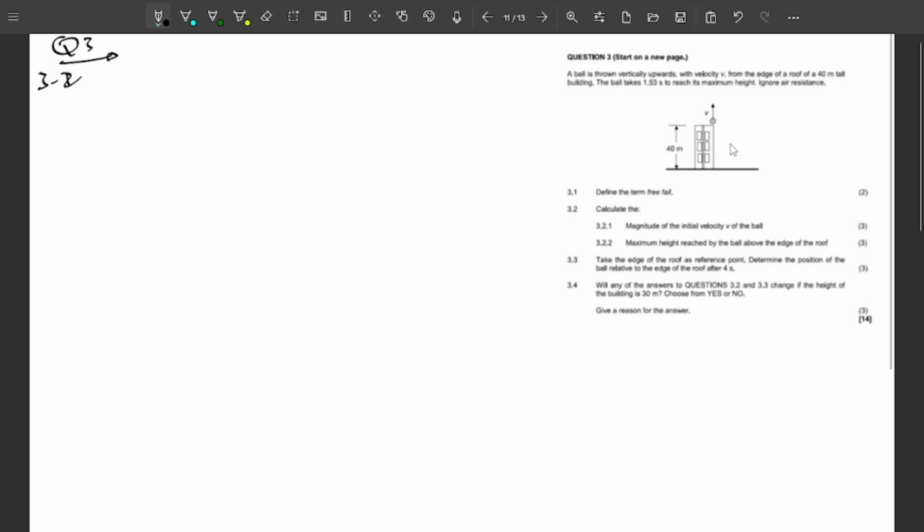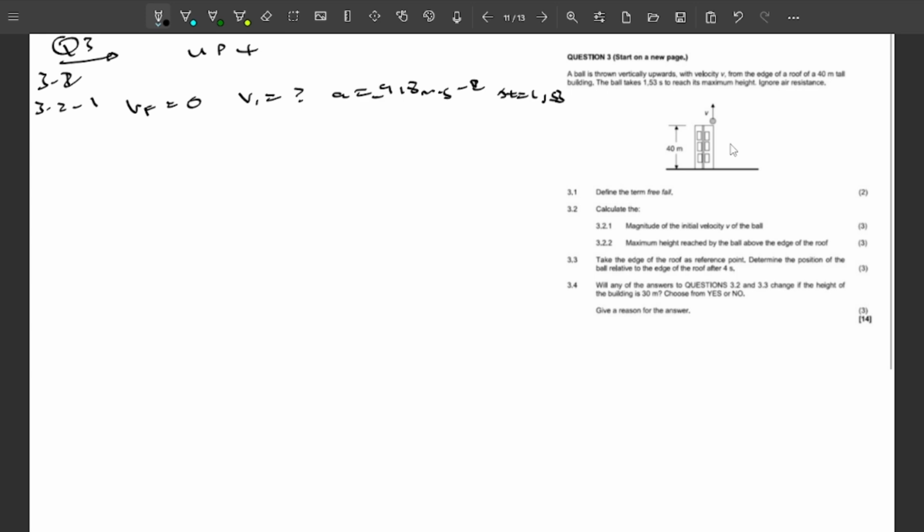Now 3.2.1 states: calculate the magnitude of the initial velocity v of the ball. We've been given important information like the maximum height. We know that vf is 0, the v initial is the one we're looking for, and a is 9.8 meters per second squared. I'm taking upwards as positive, so this one is going to be negative 9.8. And what else am I missing? The time. So the change in t is 1.53.